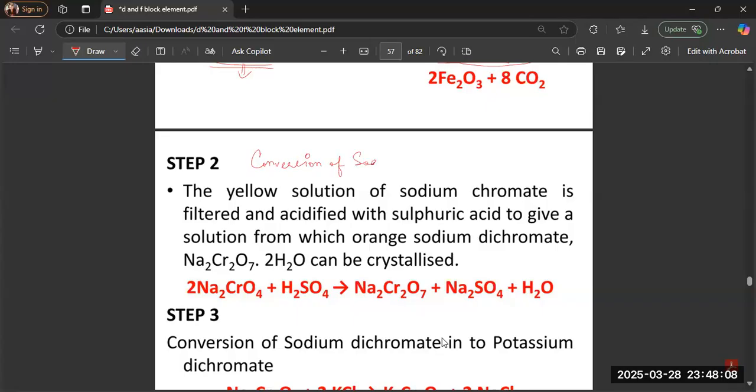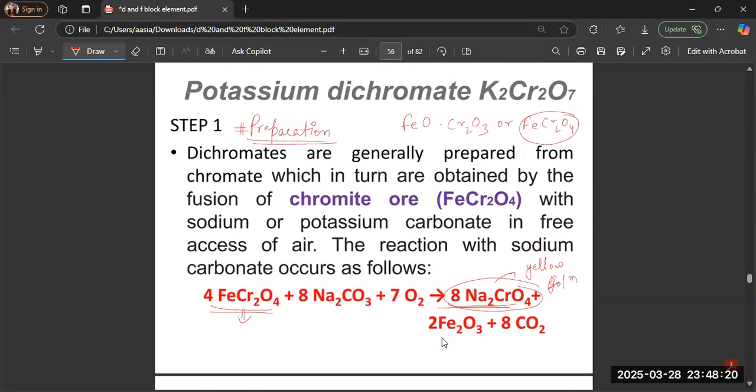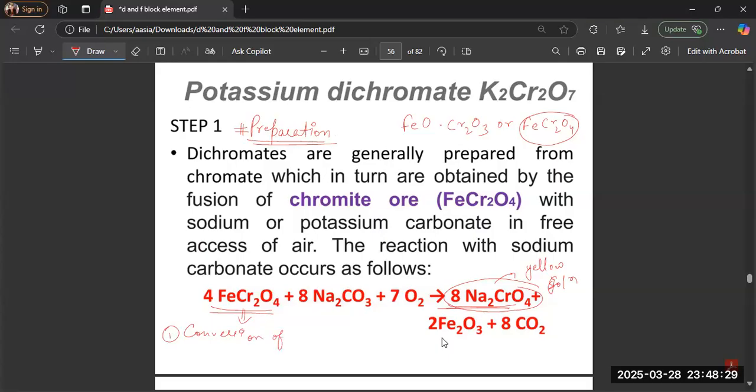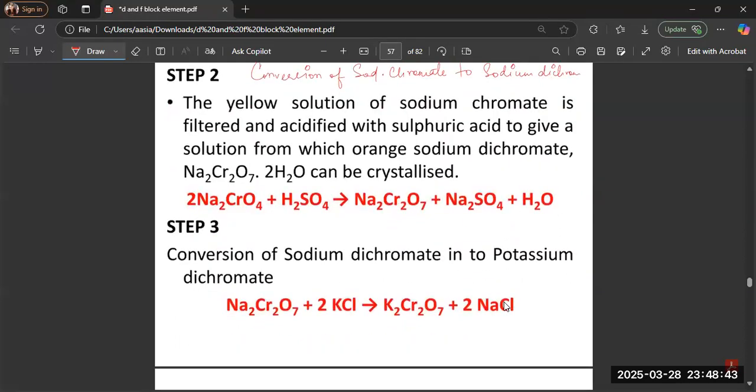So this is basically a conversion of sodium chromate to sodium dichromate. And what was in the first step? We have done conversion of chromite ore to sodium chromate. Sodium chromate is a yellow colored solution. Now, the third step will be the conversion of sodium dichromate into potassium dichromate.